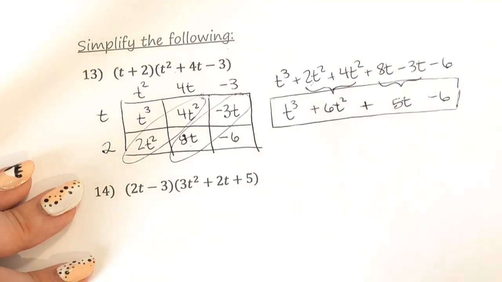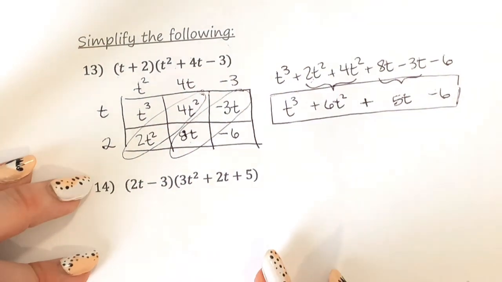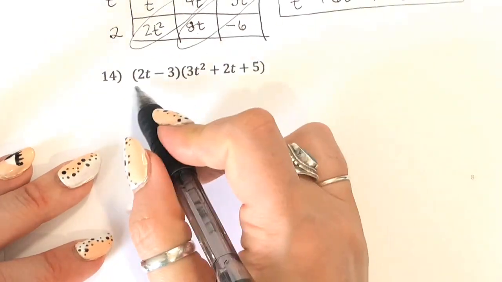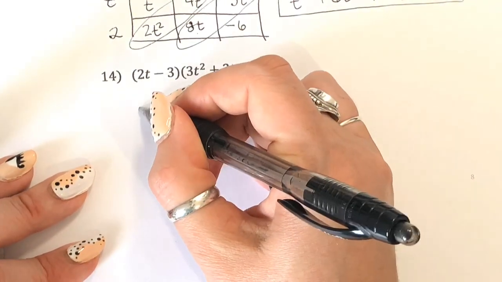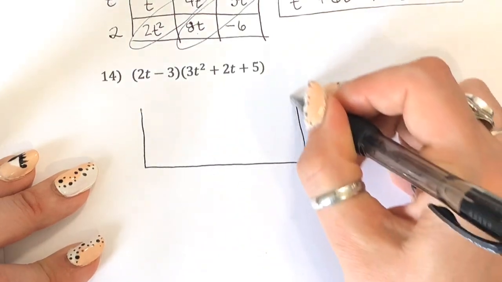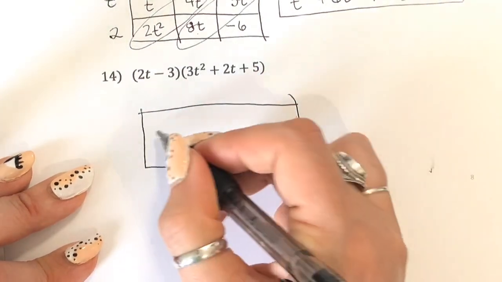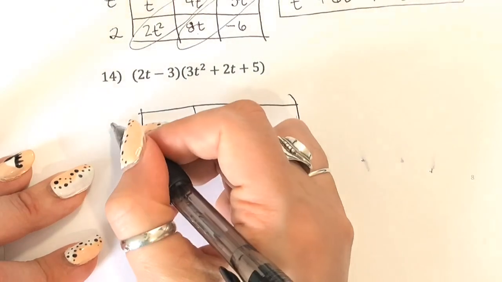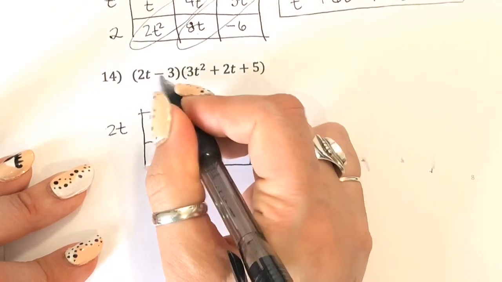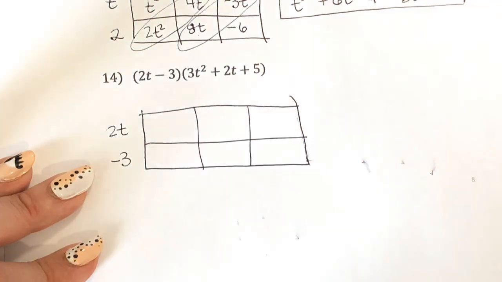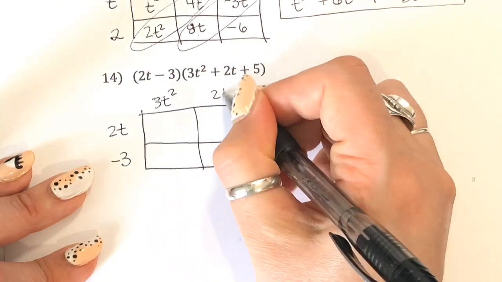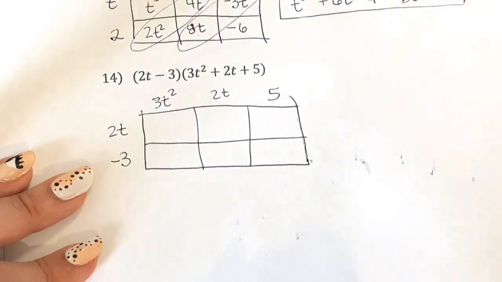So again, I just like that box method because it keeps all of it organized so you don't accidentally forget something. So we have another 2 by 3. So I'm going to do 2 rows and 3 columns. 2 rows, 3 columns. So I'm going to do the 2t and then bring that negative 3. And then 3t squared, 2t, and 5.